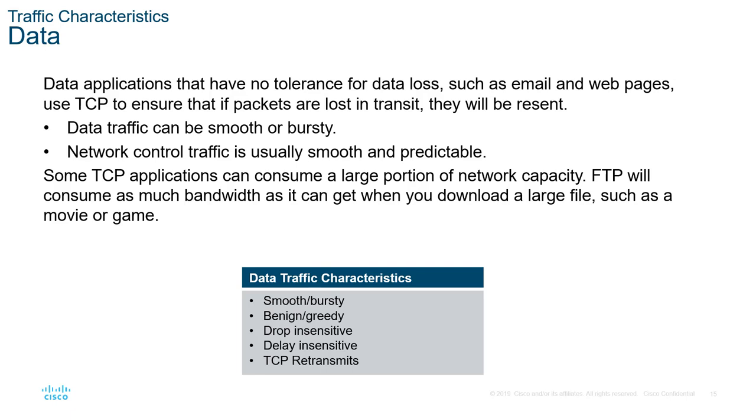Anyways, moving forward, we have our data. This is going to be any type of application data: FTP, HTTP, HTTPS, DHCP or DNS. This is going to be the actual data that a user is going to be using. It can be smooth, it can be bursty, it doesn't really matter. It can be benign, it could be greedy, again, it doesn't really matter. It's drop insensitive and delay insensitive. Most of the time, data is going to be transmitted over TCP.